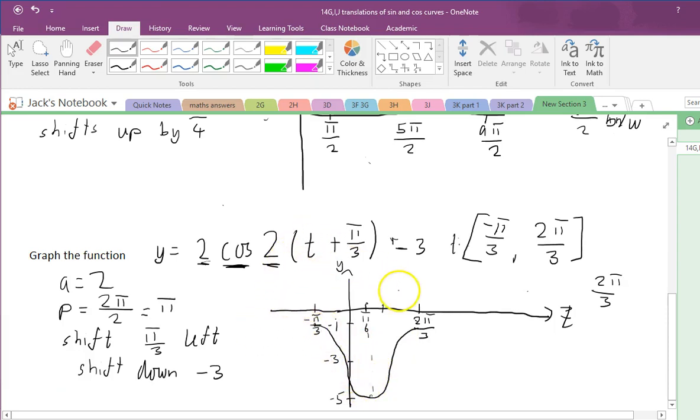Okay, so the amplitude lets us know that it's going to get down to negative 5, and the range and period, or the domain and period, let us know we're going to start at negative pi on 3 and finish at 2 pi on 3 to complete a full curve cycle. Good luck, guys.